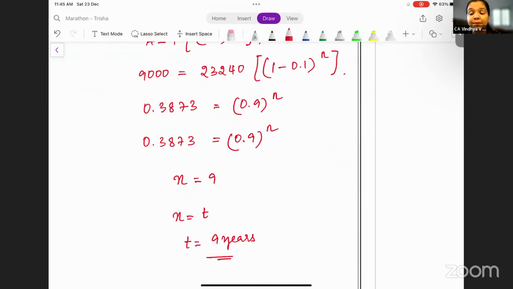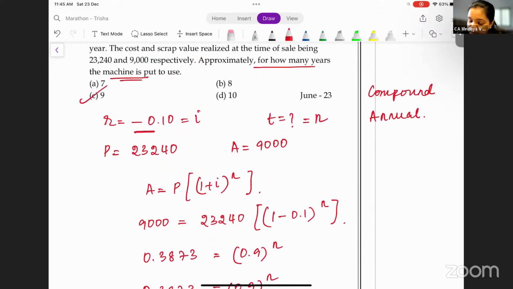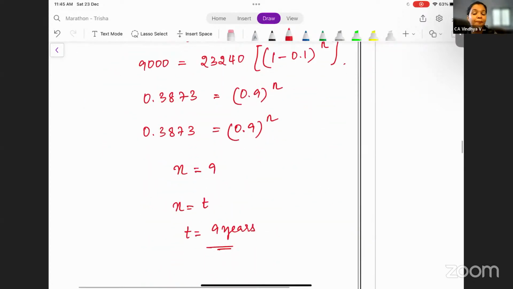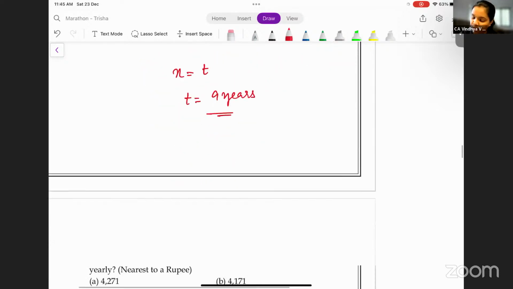If it is a question of semi-annual compounding, I would have been considered as 0.1 by 2. And if you get the answer as, for example, 9, you have to divide it by 2, because to find t, n divided by 2 is what you need to do. All right. Let's go to the next one.